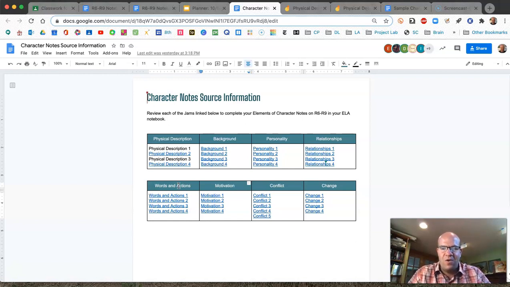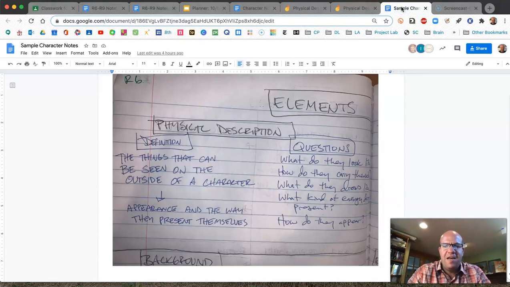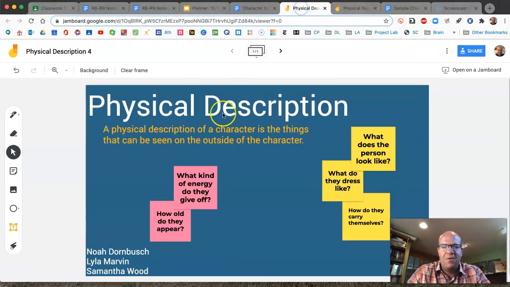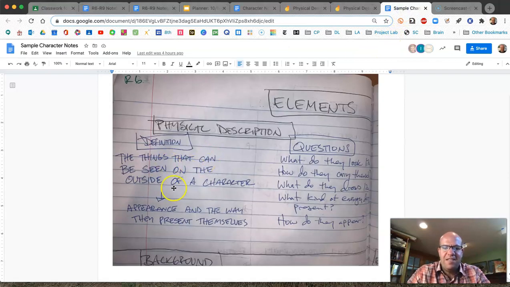So for you, you are recording those definitions and those questions in your notes. To model this, for me to get these notes, I started with the 2 jams that I have open for physical description. I started with this one because I scanned through them first and I thought, I like this definition. A physical description of a character is the thing that can be seen on the outside. So I wrote that down, the things that can be seen on the outside of a character.